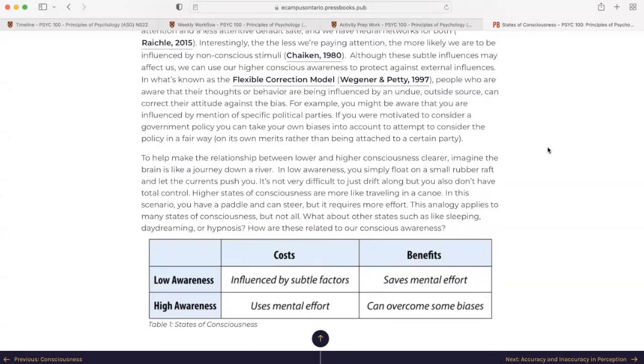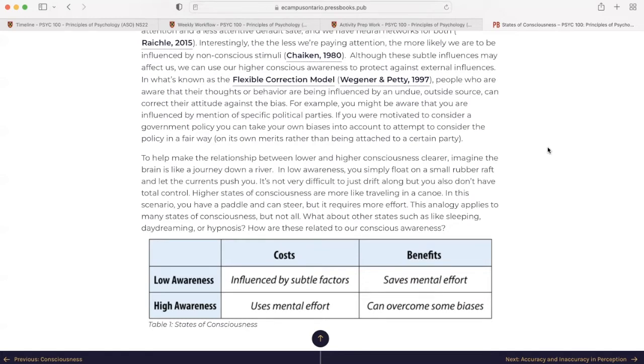To help make the relationship between lower and higher consciousness clearer, imagine the brain is like a journey down a river. In low awareness, you simply float on a small rubber raft and let the currents push you. It's not very difficult to just drift along, but you also don't have total control. Higher states of consciousness are more like traveling in a canoe. In this scenario, you have a paddle and can steer, but it requires more effort.